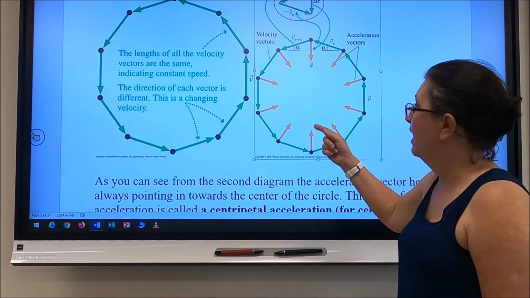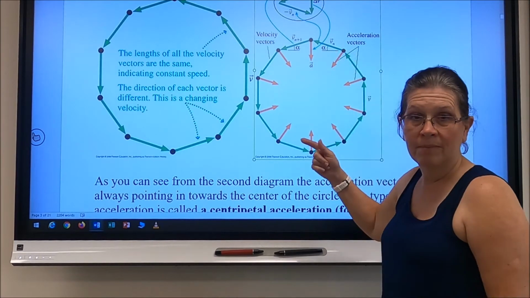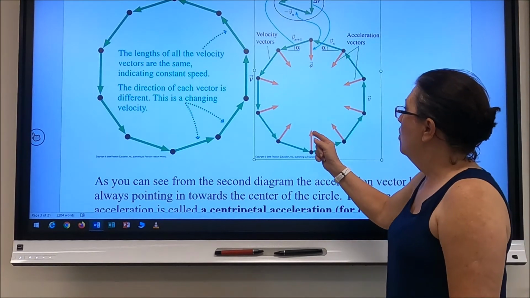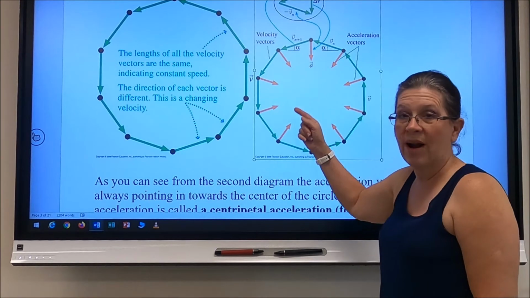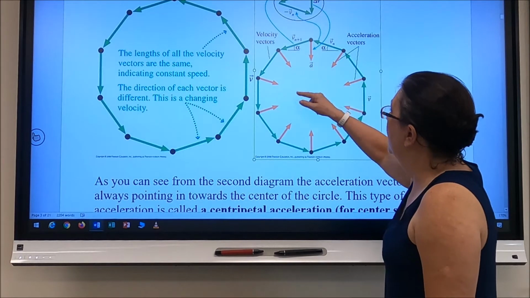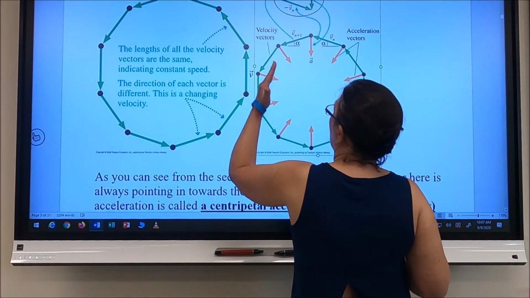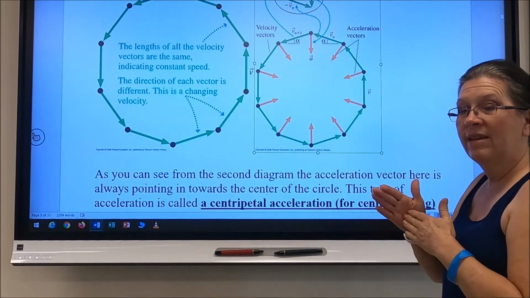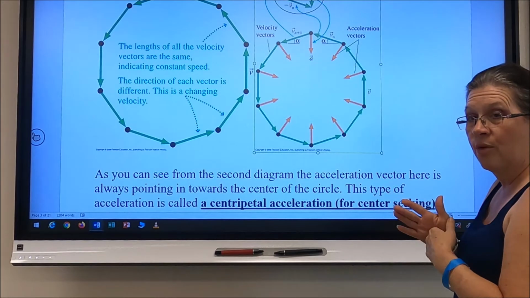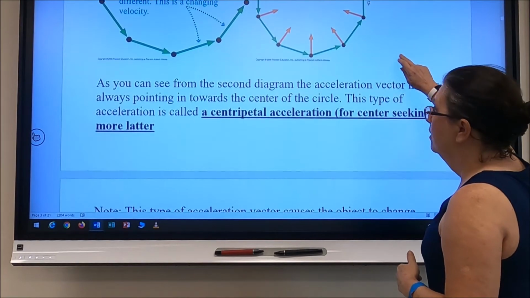Centripetal means center seeking. Notice that these velocity vectors are all the same length. So the magnitude of the velocity is not changing. What's changing in this situation is the direction of travel. What I want you to get out of this is notice that these acceleration vectors are essentially perpendicular to a tangent line to the circle. When the acceleration vector is perpendicular to the velocity vector, all it does is change the direction of the velocity vector. It doesn't change the magnitude.